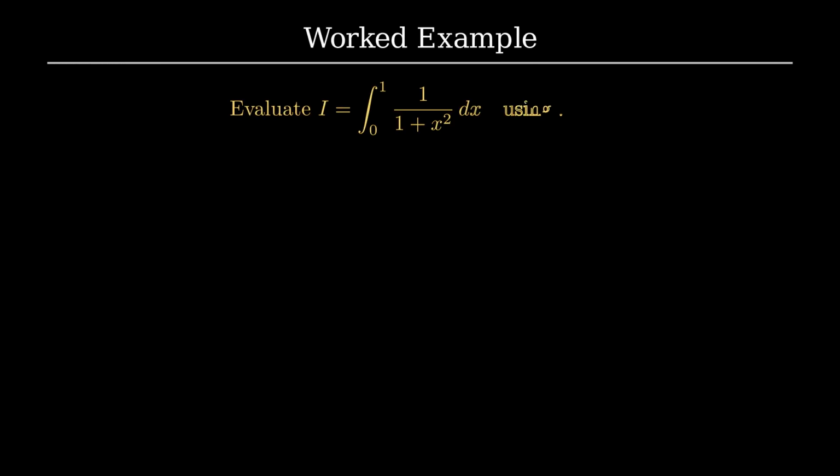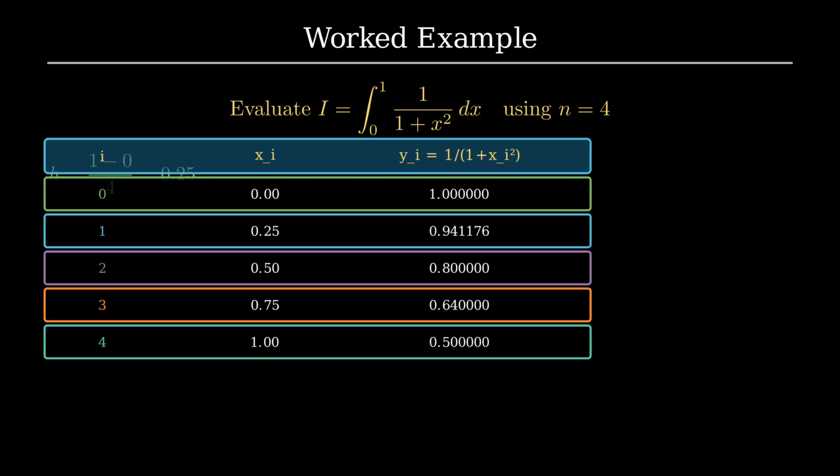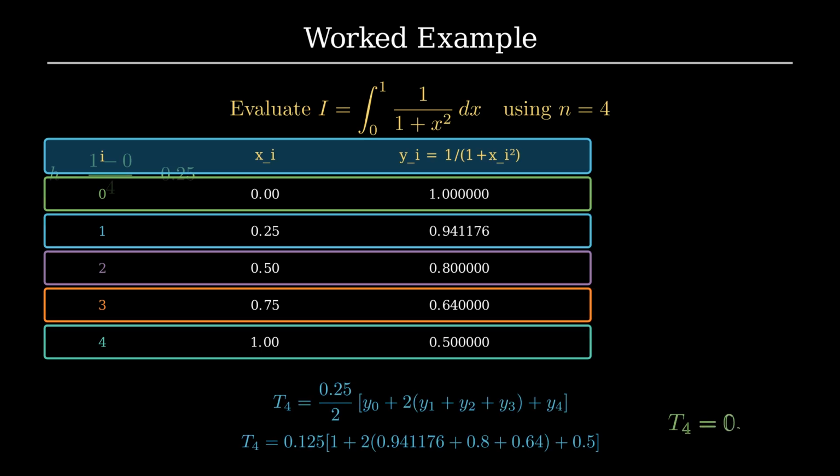Let us solve a complete example. We estimate the integral of 1 divided by 1 plus x squared from 0 to 1, using 4 equal subintervals. The step size is 0.25. The x values are 0, 0.25, 0.5, 0.75, and 1. Now we calculate y equals f(x) at each point. Substituting these values into the trapezoidal formula gives T4 equal to 0.782794.